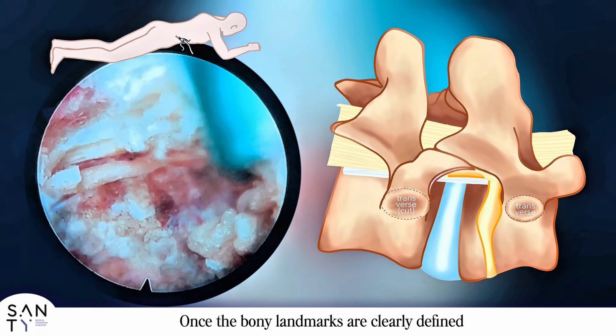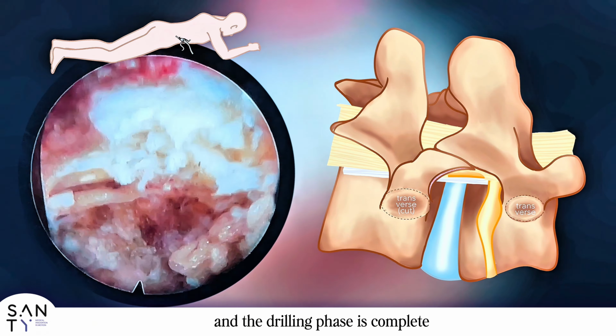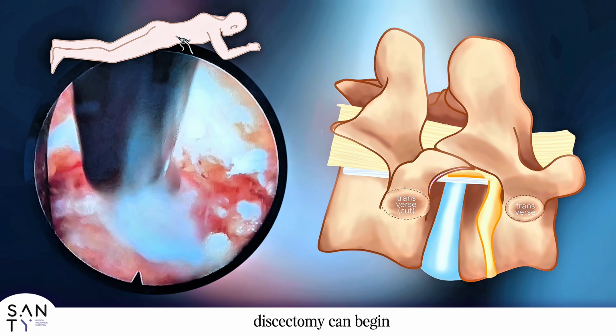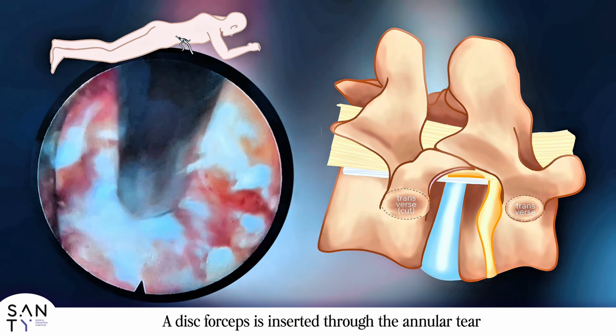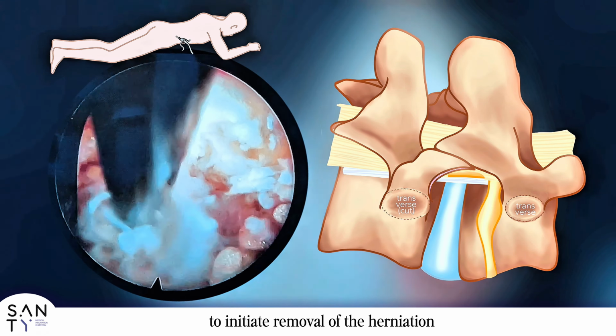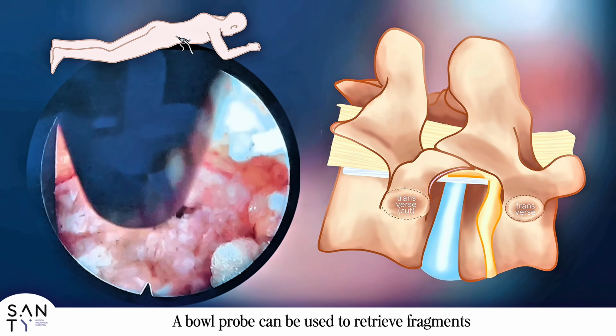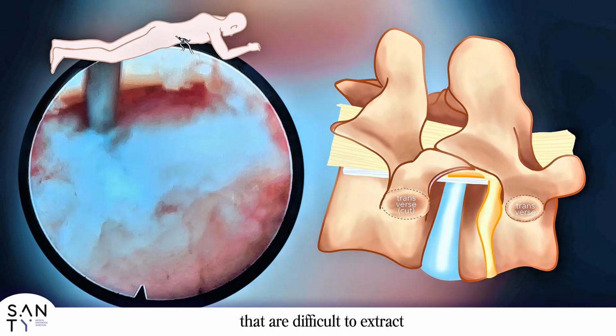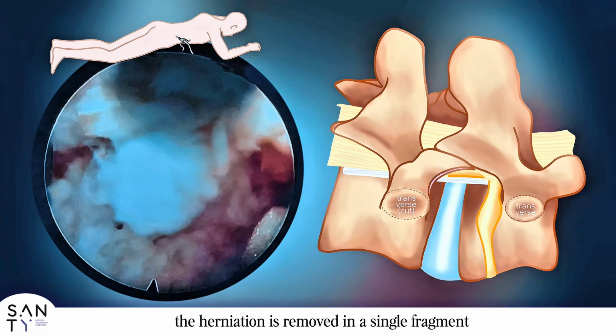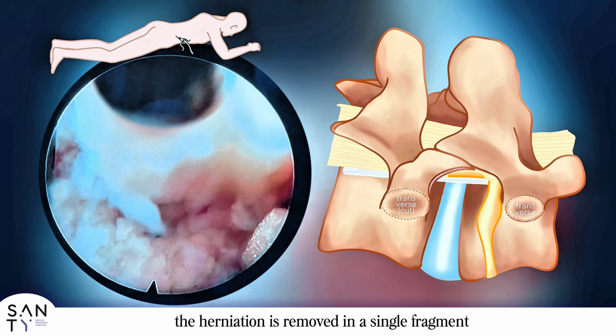Once the bony landmarks are clearly defined and the drilling phase is complete, discectomy can begin. A disc forceps is inserted through the annular tear to initiate removal of the herniation. A ball probe can be used to retrieve fragments that are difficult to extract. In this case, the herniation is removed in a single fragment.